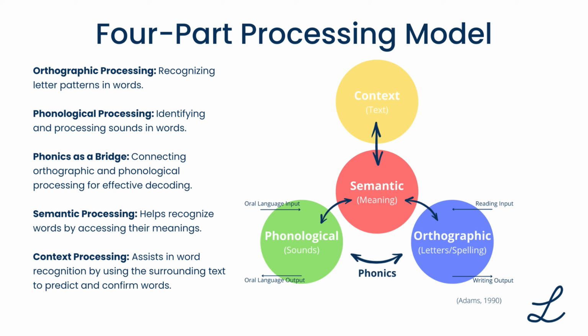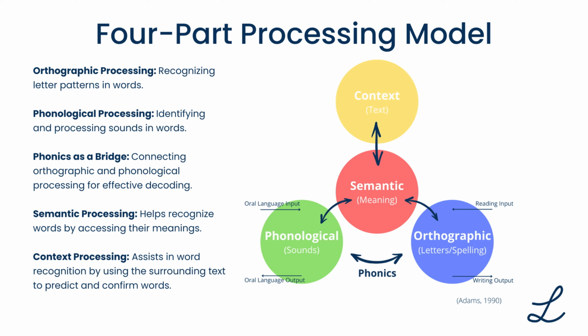Contextual processing uses the surrounding text to support word recognition and clarify meaning. When students encounter an unfamiliar or ambiguous word, context helps them predict and confirm its meaning. For instance, in the sentence, "The dove dove into the bushes," the context helps us determine that the first D-O-V-E is a bird, while the second refers to a diving action.